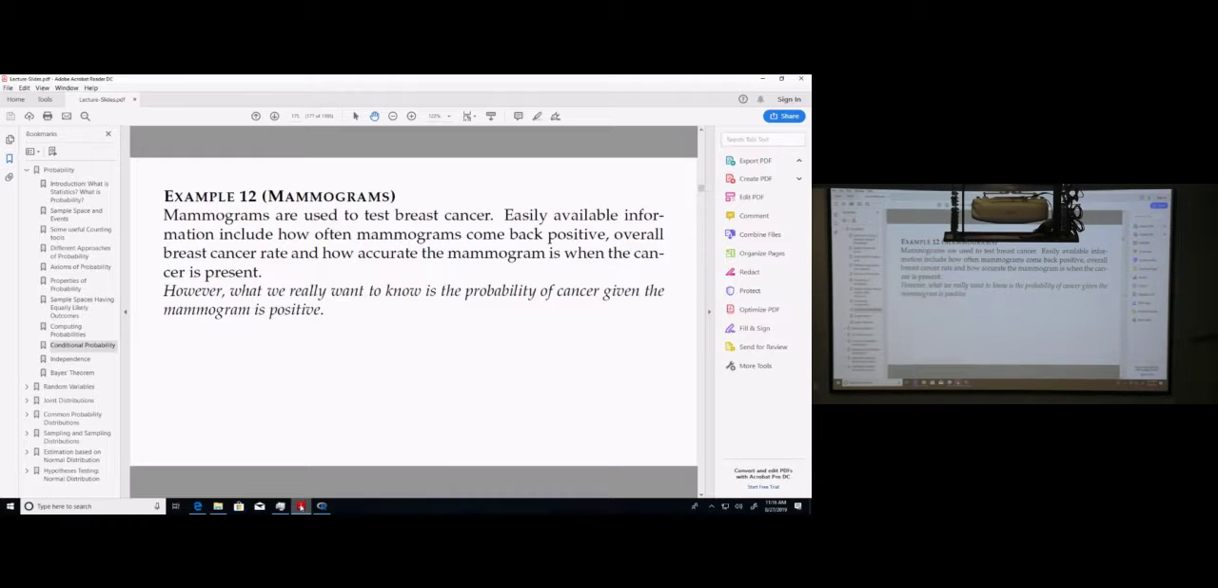Suppose you have 1,000 women with breast cancer, and the test indicates positive 900 times. So your test is 90% accurate. This is accurate in the sense of picking up the disease, which is what we call sensitivity.